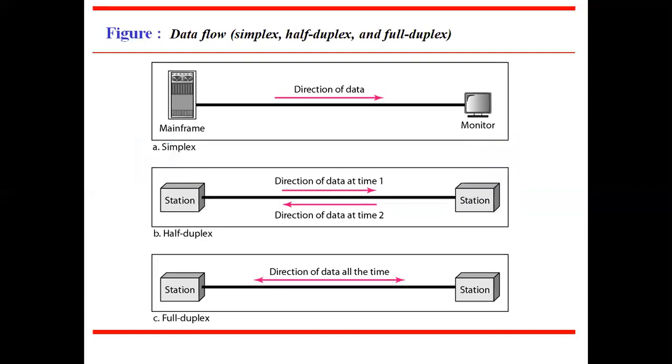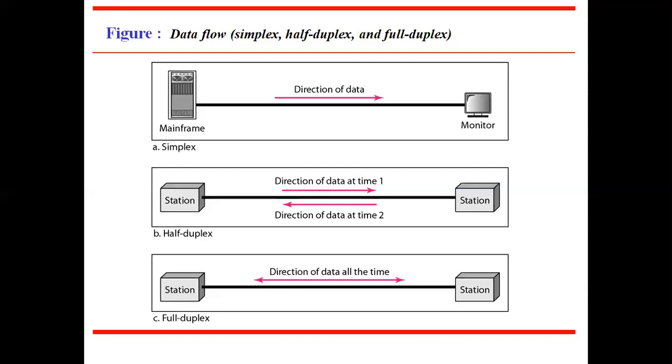Now we look at the direction of data flow. There are 3 types of data flow between any two parties. Those are simplex communication, half duplex communication, and full duplex communication. Simplex communication. Here the communication is unidirectional, that is from only one side. Here the sender is always the sender and the receiver is always the receiver. The example is radio and TV broadcasting.